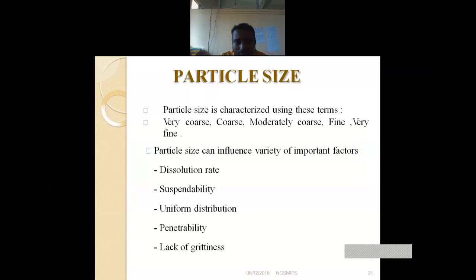Particle size is influenced by various important factors: dissolution rate, suspendability, uniform distribution, penetrability, and lack of rigidity. In the case of a cream, if the particle size of the drug is not in fine form, then it cannot permeate through your skin. If it does not permeate through the skin, then it cannot show the effect. So particle size is an important factor for formulation study.